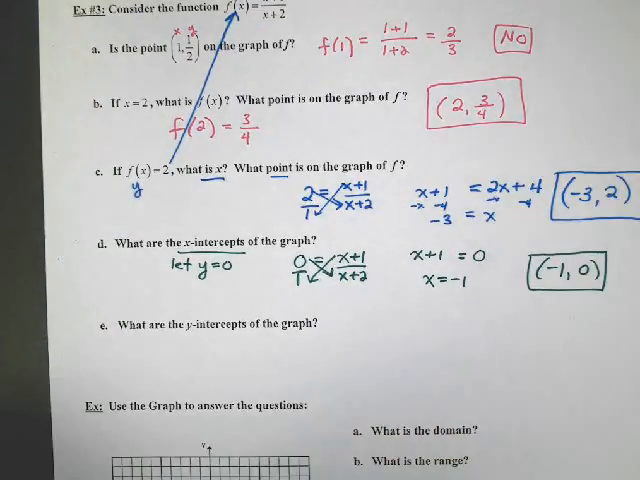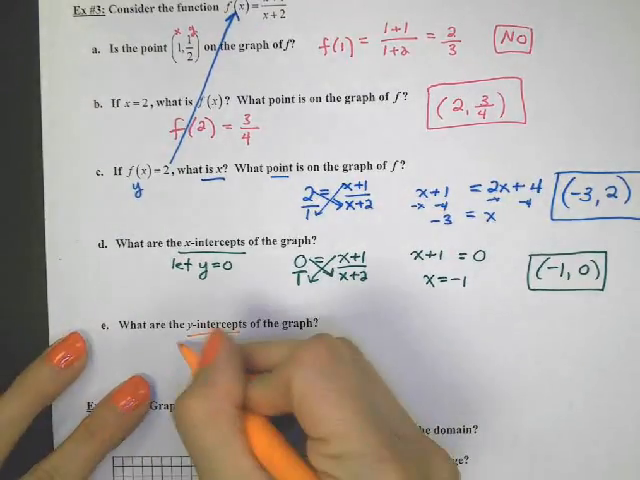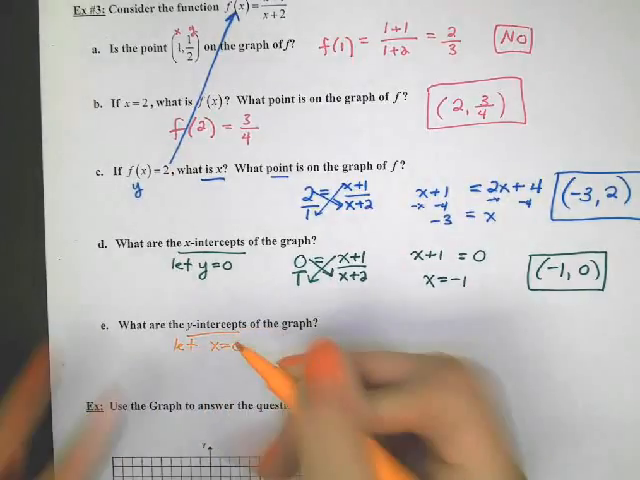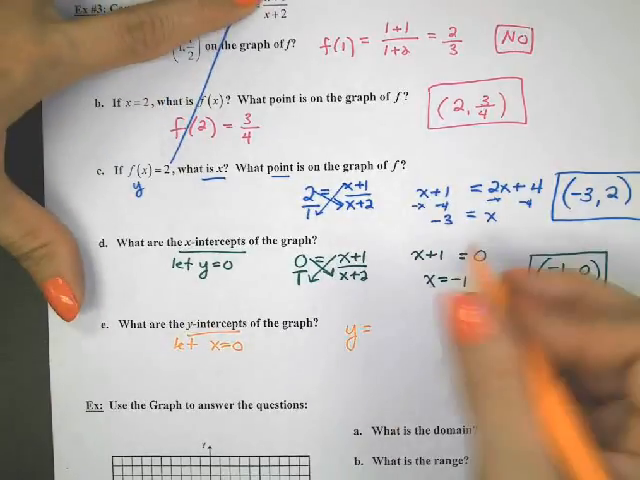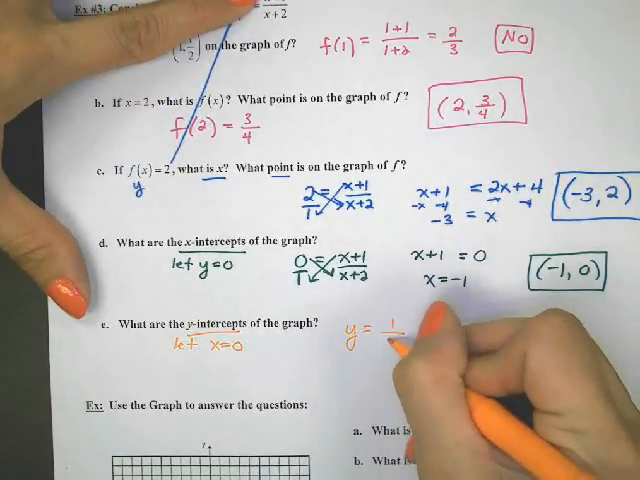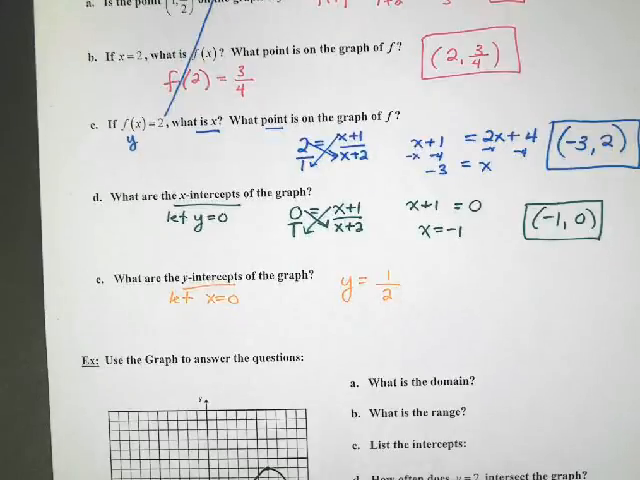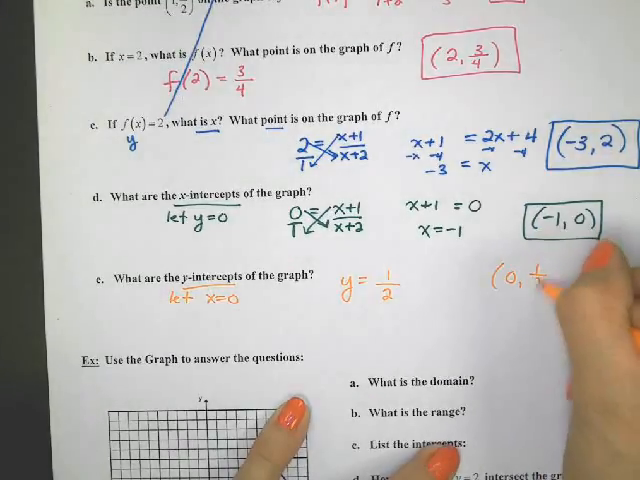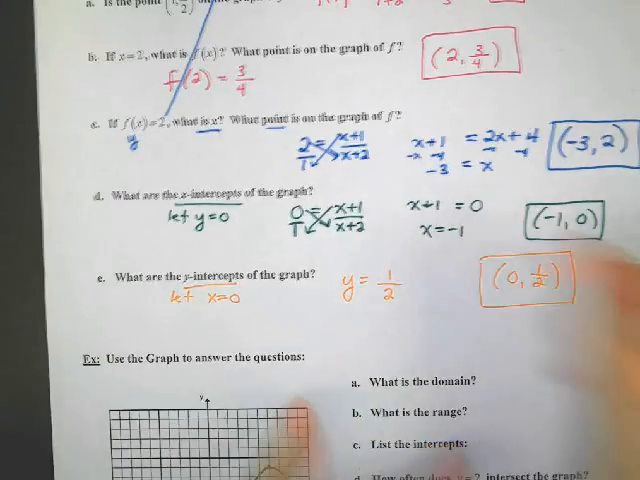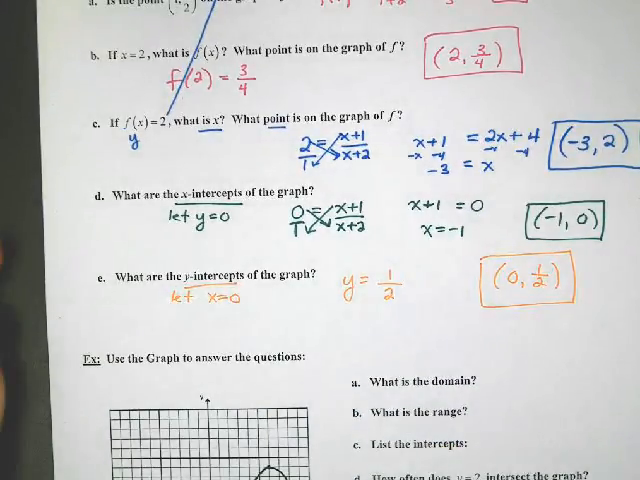Okay, what are the y-intercepts? To find a y-intercept, we let x equal 0. So y equals 0 plus 1 over 0 plus 2. Once again, let's make sure we state our intercept as a point, and it's the point (0, 1/2). So there's some algebra review.